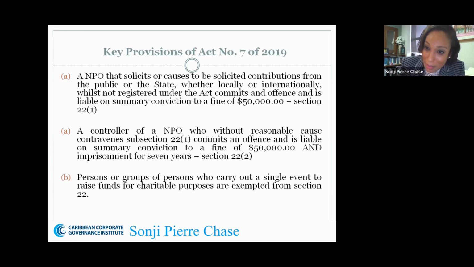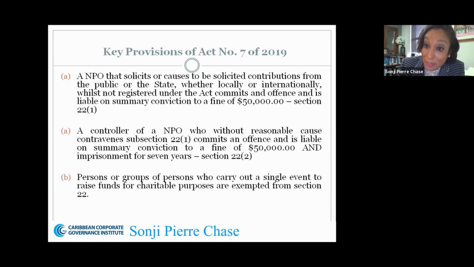So, you know, sometimes you might have a friend who might be ill and you're trying to organize a little curricule and things to help them out. You're okay. Single event, you're exempted. But somebody had asked me at one point in time when I presented on this, what about if it's multiple of that event for the same purpose? They didn't say single purpose. The purpose remains the same, but you're having multiple events to raise funds for the same purpose. So it does not matter.